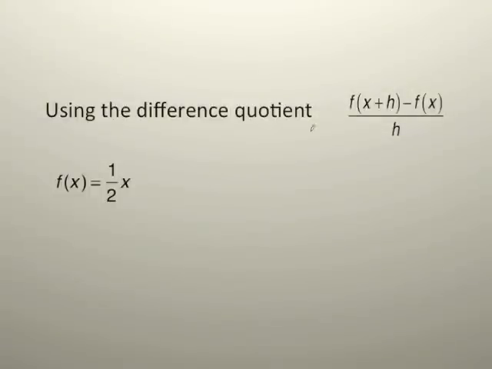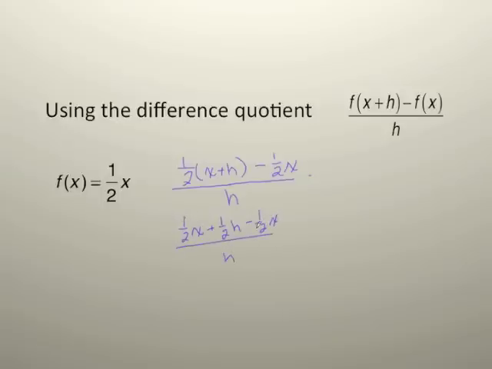So now we want to use that difference quotient. We're finding f of x plus h minus f of x over h. So here's my f of x. So I will have f of x plus h will be 1/2 of x plus h. And then remember, it's minus f of x, so minus the regular function 1/2 of x, and it's all over h. If I multiply that out, I'll have 1/2 x plus 1/2 h minus 1/2 x all over h.